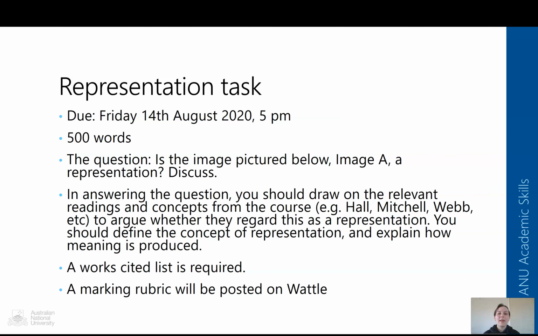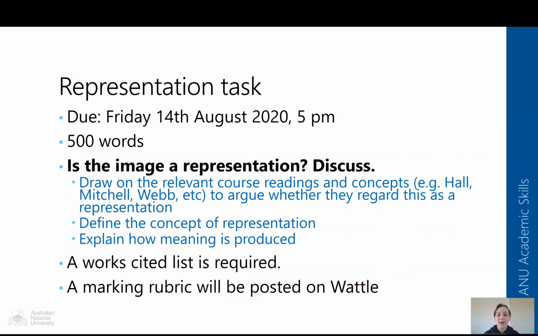Now, you will need to provide definitions of what you think those readings are saying about whether the image could be counted as a representation. So make sure that you spend the time identifying what is their definition of representation, what is their definition of how meaning is produced, and think about how do those concepts apply to the image.